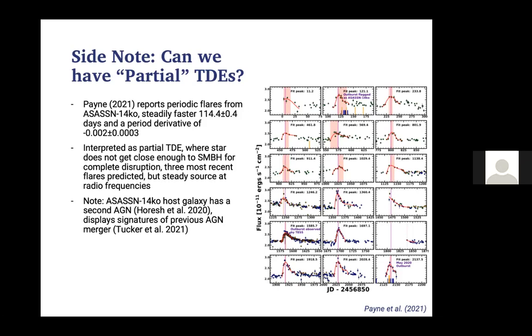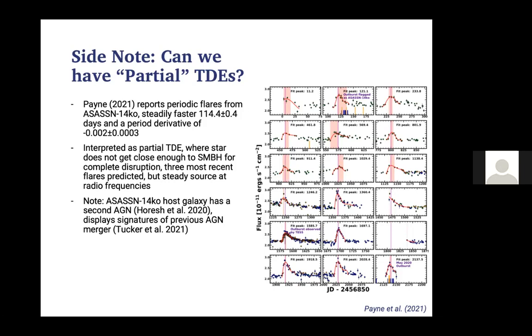There's an interesting transient called ASASSN-14ko, detected, as I said, by one of these supernova all-sky surveys. It is flaring every 114 days with a period derivative that is very precise. These guys can predict when they're going to see their next flare, and they've interpreted this as a partial TDE. So the star does not get close enough to the supermassive black hole for complete disruption.